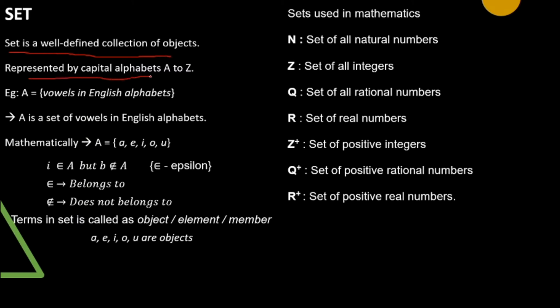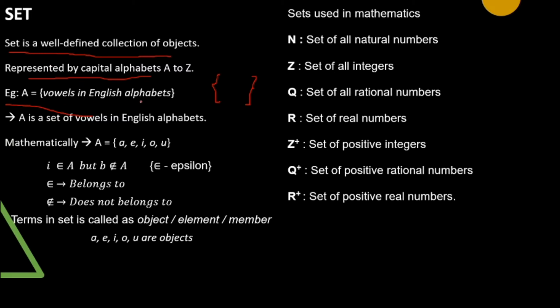A set is represented by capital letters A to Z. So you can choose any letter between A and Z. Here's one simple example. A equals the set of all vowels in the English alphabet. Actually, these curly brackets, you call them braces or brackets. This curly bracket means set of all. Set of all, yes, vowels in the English alphabet.